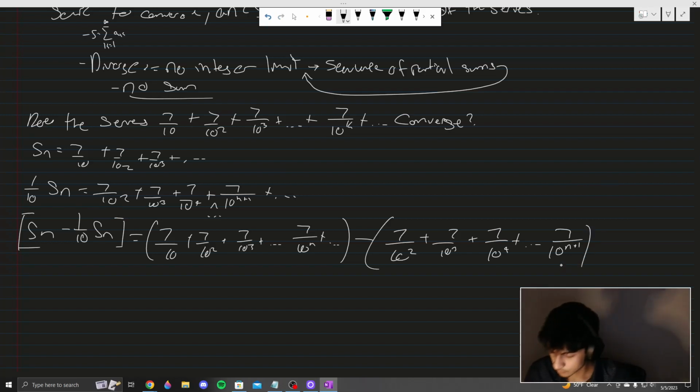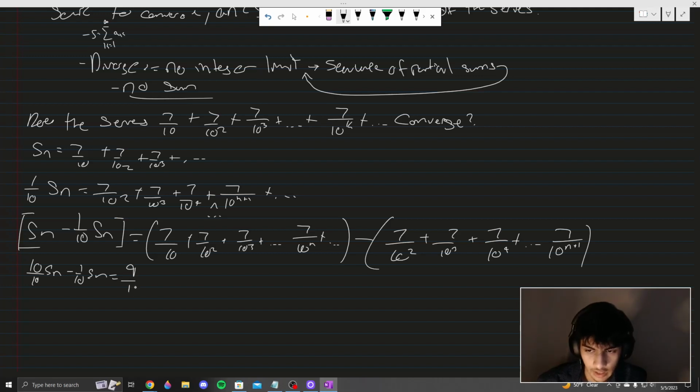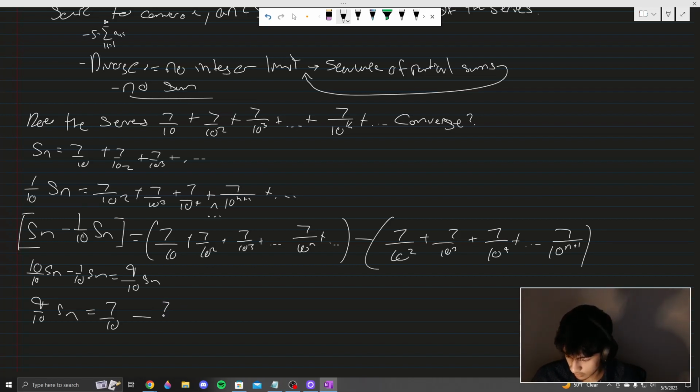All right, now if we simplify this equation, you can write this as 10/10 S sub n minus 1/10 S sub n, right? So that equals what? That equals 9/10 S sub n, which equals 7/10 minus 7/10 to the n plus 1, which is what you get by evaluating all of this. And this gives us what? We get 7/10 times 1 minus 7/10 to the n.